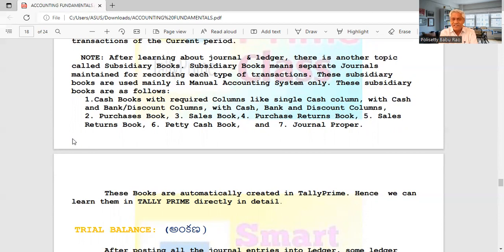It is divided into two parts, debit and credit. Debit side: date plus amount. Credit side: date plus amount. And a general folio column will be there, which is never used. Like that, we enter all the cash transactions in the cash book. Whenever cash is received, the cash book is debited. Whenever cash is paid, the cash book is credited.